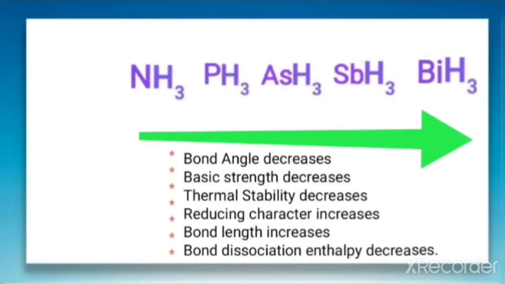So let us summarize these topics, that is hydrides of group 15. The bond angle decreases down the group, basic strength decreases down the group, thermal stability decreases. Since the thermal stability decreases, its reducing character increases. The bond length is increasing because the size of the central atom is increasing. So, the greater the bond length, the easier it is to break. That means bond dissociation enthalpy decreases.